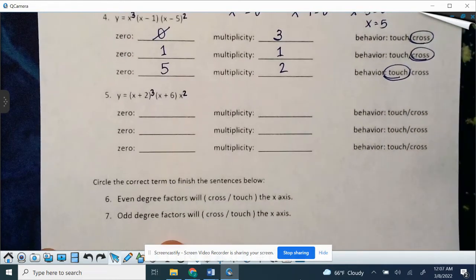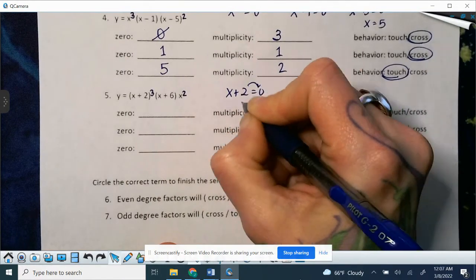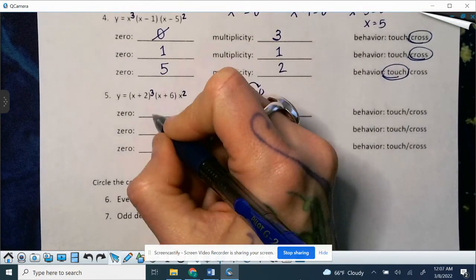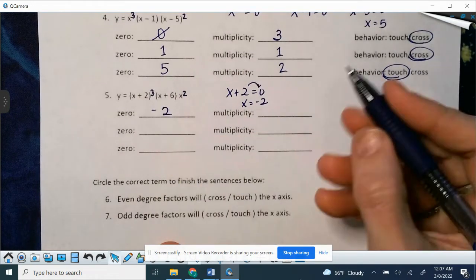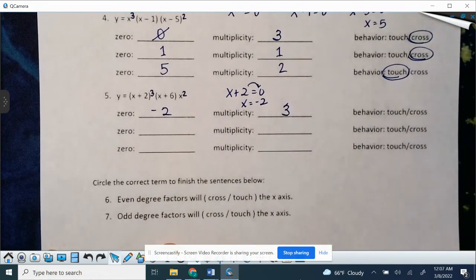So number 5, x plus 2, set it equal to 0. X equals a negative 2, so that's going to be the zero at negative 2. It's raised to the third power, or degree 3, so it's going to be a multiplicity of 3. Multiplicity of 3 is odd, so it is going to cross through the x-axis.